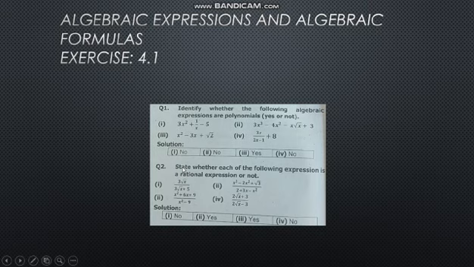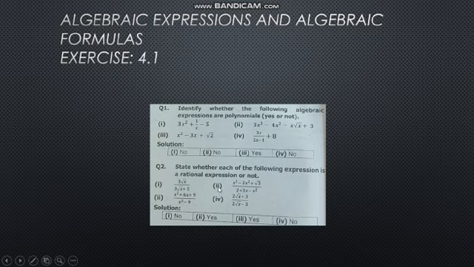Question number 2. State whether each of the following expressions is a rational expression or not. For an algebraic expression to be rational, it has to have a non-negative power. Here, 3 into under root x divided by 3 into under root x plus 5 is not a rational expression because it is written in the form of fractions. So it is an irrational expression.